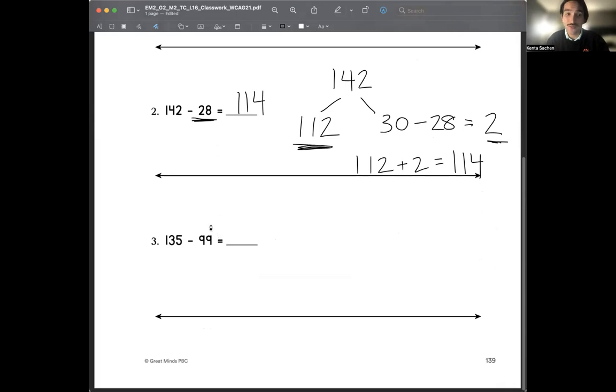Okay, this third problem, even if we have a big number like this, right? It's okay. Just think, what's the next biggest 10 after 99? 100, right? And this other part should be very easy. It's 135, and I think you can solve the rest of this problem. Make sure you go over with your teacher before we start working on the other problems.